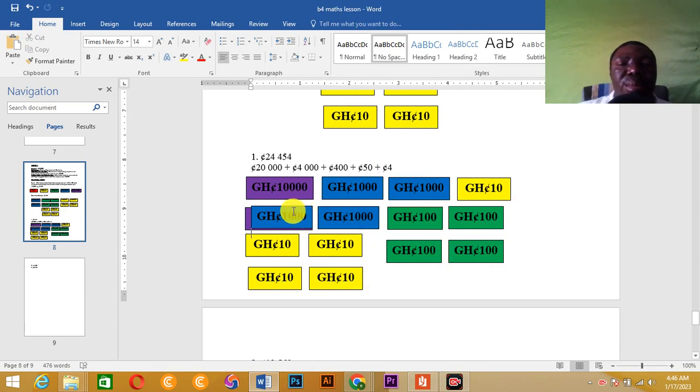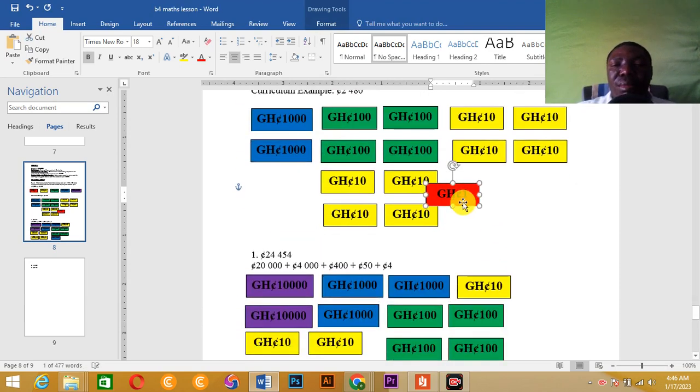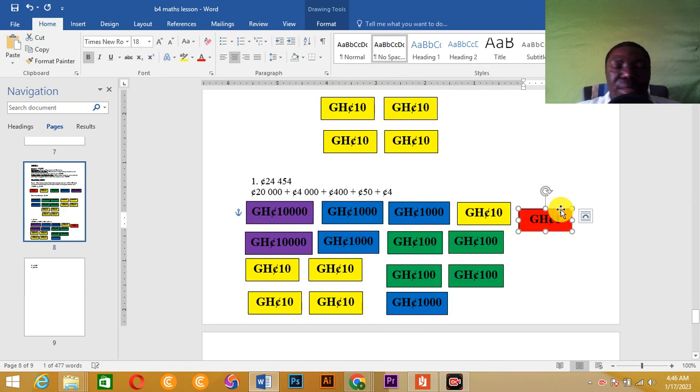Okay, so how many do you need for the 4? You need 4, so this one will have to come somewhere here. It doesn't matter where you place it, just follow the figure and represent the token currency there. Then this is 4 cedi, so how many do you need? 4 of the 1 cedi. You need 4 of the 1 cedi here.